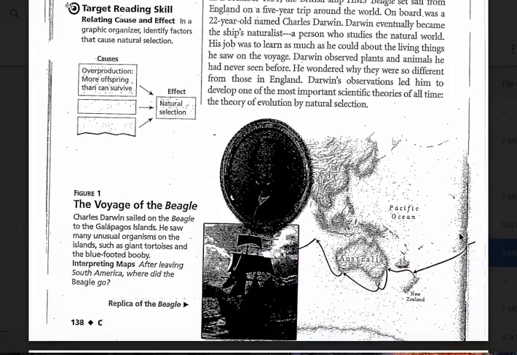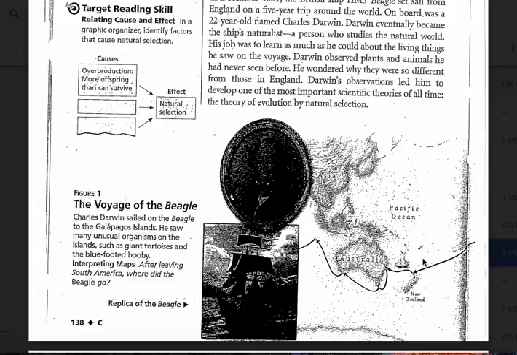Darwin observed plants and animals he had never seen before. He wondered why they were so different from those in England. Darwin's observations led him to develop one of the most important scientific theories of all time, the theory of evolution by natural selection. So it's important to note here that evolution and natural selection are inherently linked. That means there's no way to separate them.